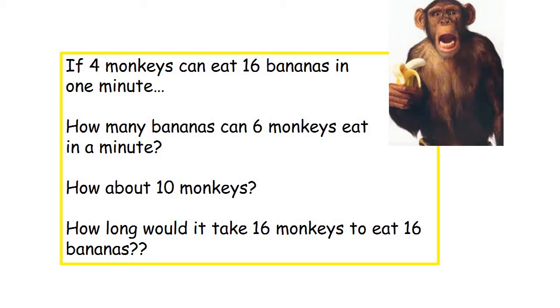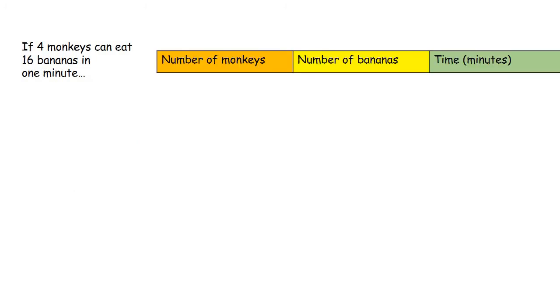So let's look at this systematically. If 4 monkeys can eat 16 bananas in 1 minute, we're going to put that into a table: 4 monkeys, 16 bananas, 1 minute. What I would do next to work out other amounts is to work out how many bananas 1 monkey can eat in 1 minute. So 1 monkey in 1 minute is going to eat a quarter of 16. We're going to divide 16 by 4. 4 monkeys, that's 16 bananas. 4 divided by 4 is 1. 16 divided by 4 tells us 1 monkey can eat 4 bananas in 1 minute.